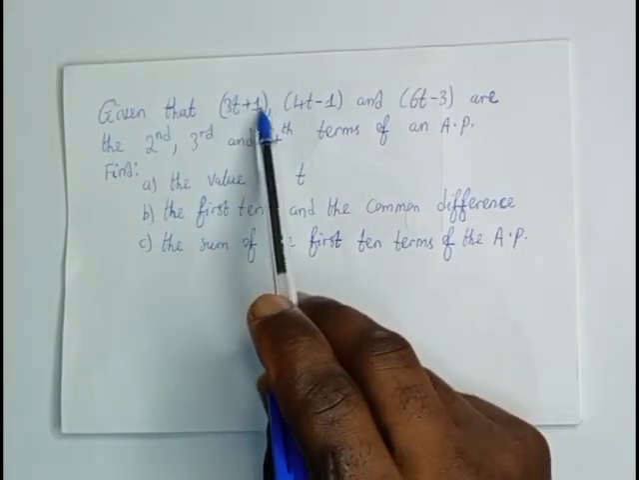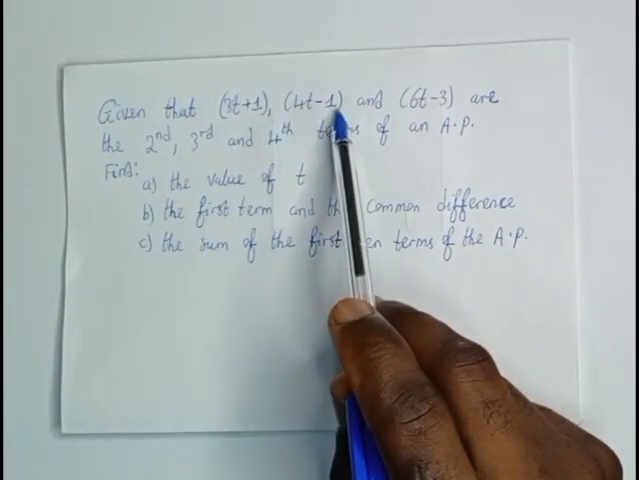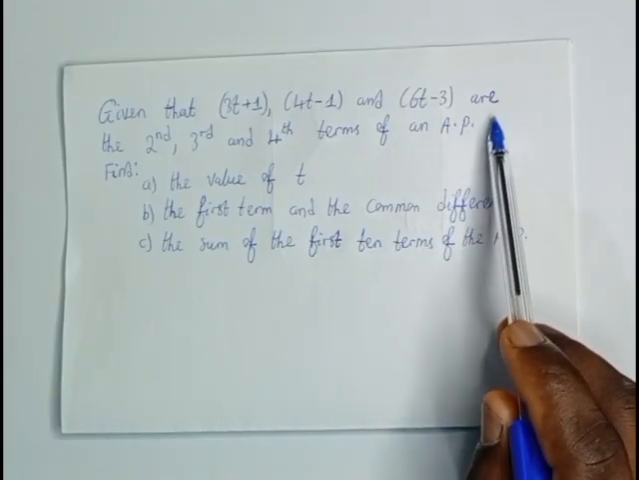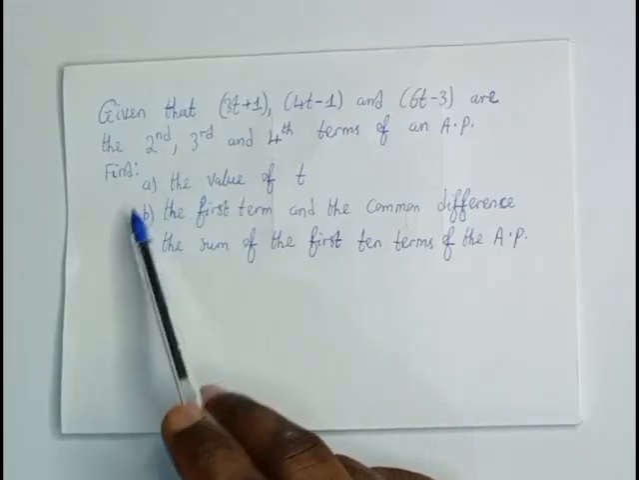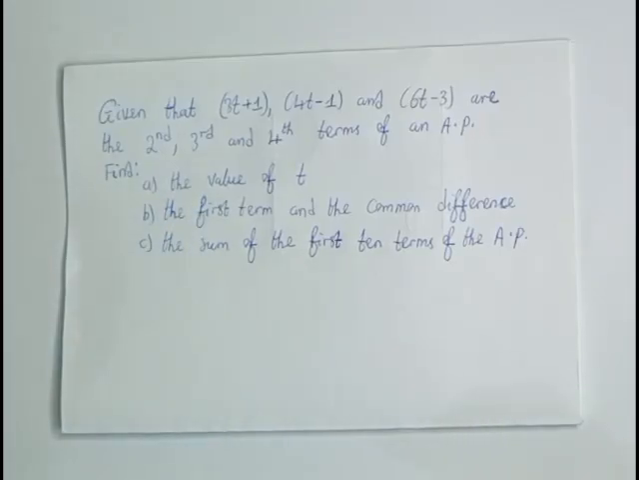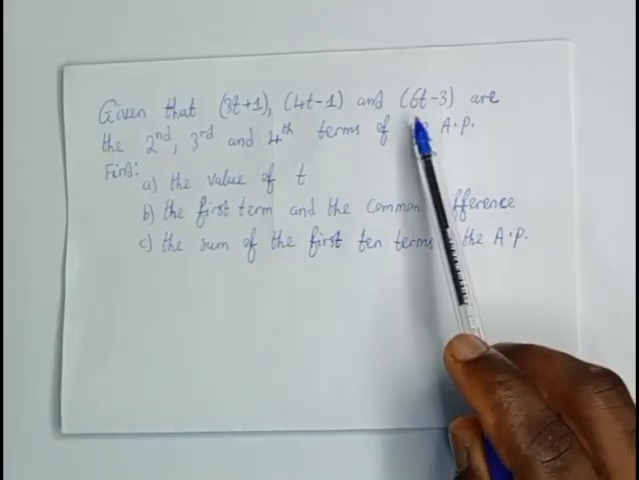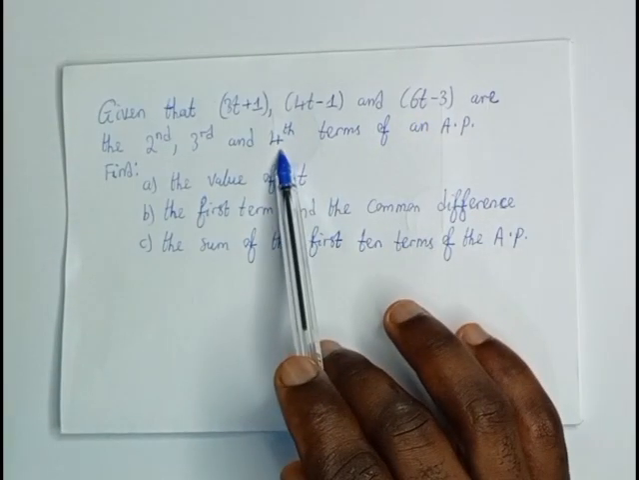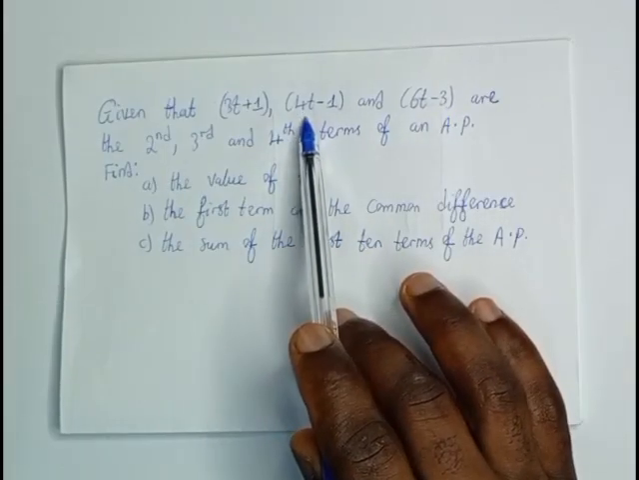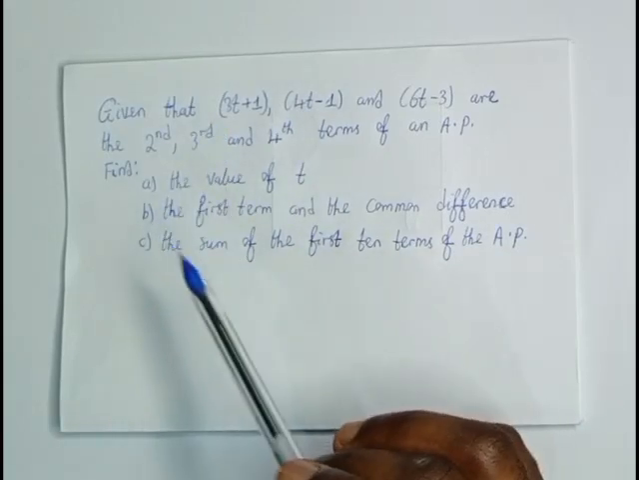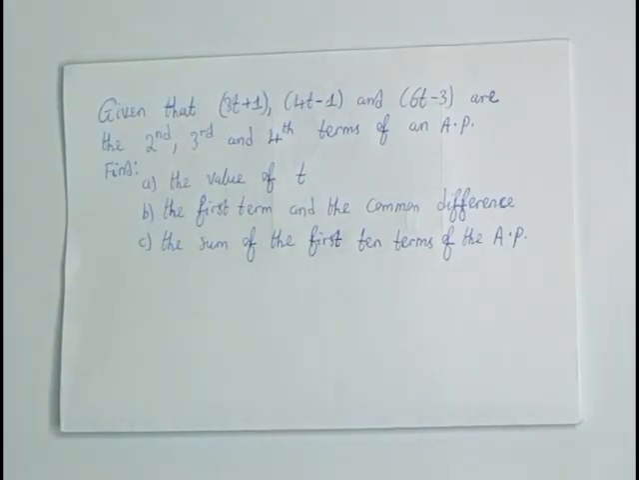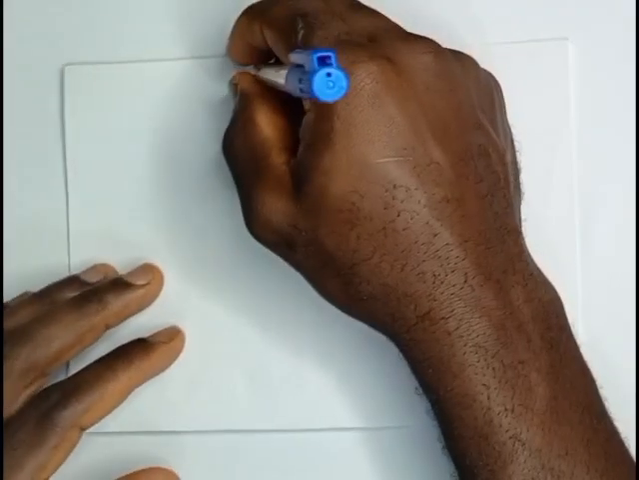Given that 3t plus 1, 4t minus 1, and 6t minus 3 are the second, third, and fourth terms of an AP, find question A, the value of t. For us to find t, we are going to take the fourth term minus the third term. It should be equal to the third term minus the second term, which is equal to the common difference of the arithmetic progression. Take solution.